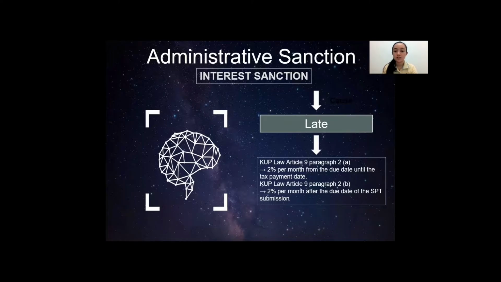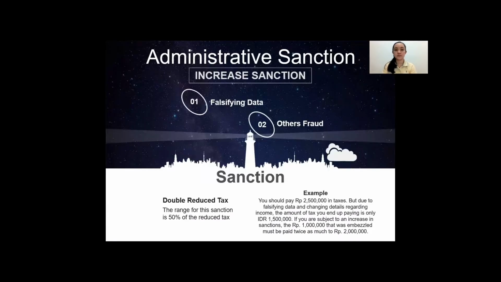Meanwhile, Article 9, Paragraph 2B discusses a fine of 2% per month which will be imposed on the taxpayer who pays the tax only after the due date of the SPT submission. And the last one, increase sanction. Increase sanction will be imposed on the taxpayer who commits violations such as falsifying data, where they reduce the amount of income so that the tax imposed is less, and many other frauds.